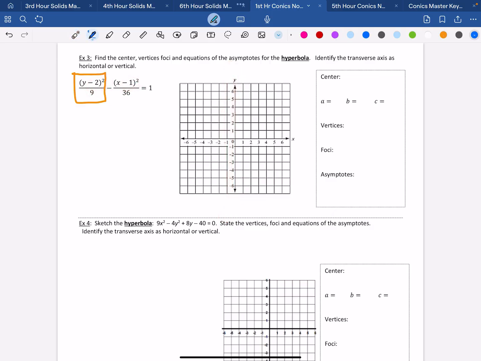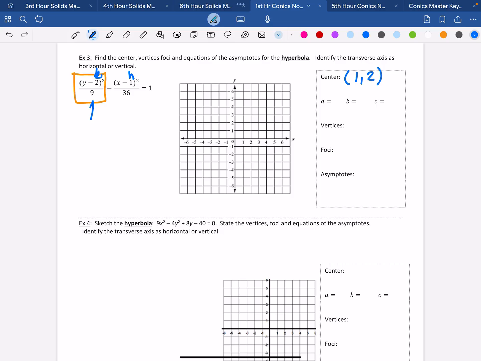Now, be extremely cautious here, you guys. This is h, which is next to the x. K is what is added or subtracted from your y value. Okay, so h is the opposite. So your h, you look at what you're doing to x. All right, so it's going to be a plus 1, and your k value is a positive 2.